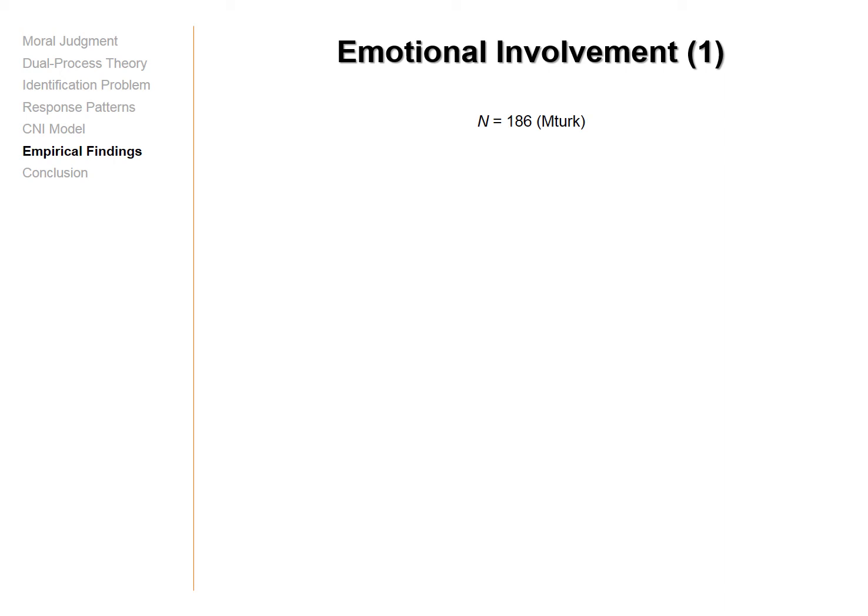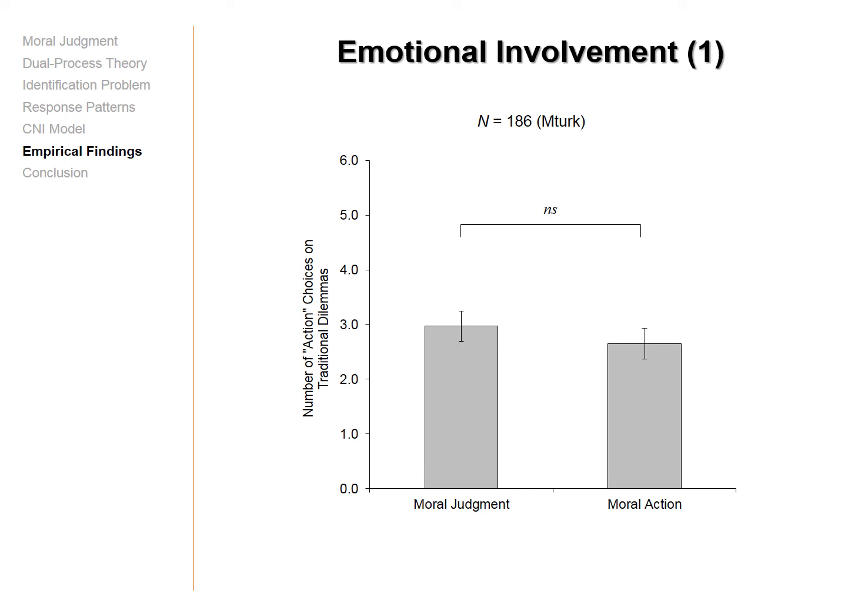So although the manipulation was different from the one used by Green and colleagues, the underlying psychological construct is assumed to be the same. When we analyzed the data with a traditional approach, we found a mean level difference in the direction consistent with Green's findings, such that participants were less likely to accept action responses on trolley-type dilemmas in the moral action condition compared to the moral judgment condition, but this difference was not statistically significant.